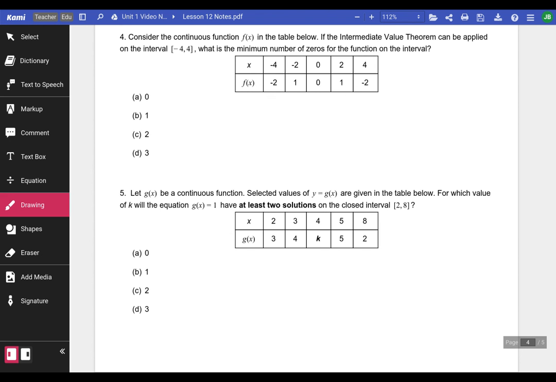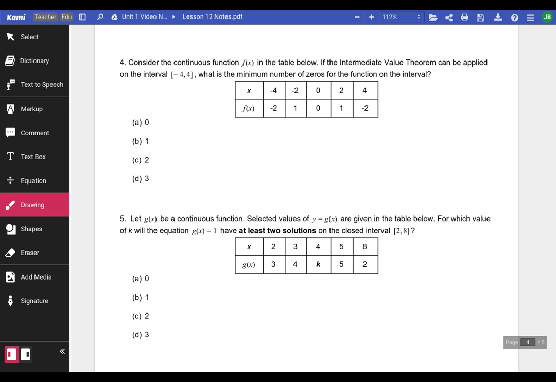Hi everybody, this video is going to walk through questions number 4 and 5 on page 73 of your packet. These are the two examples for the intermediate value theorem that we did not get to cover in class on Thursday. So I just wanted to give you a video walking through those so that you can use these as references when you're doing your practice, as there are some similar problems in your practice.